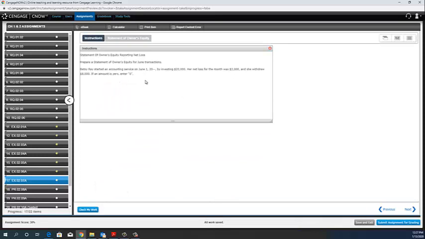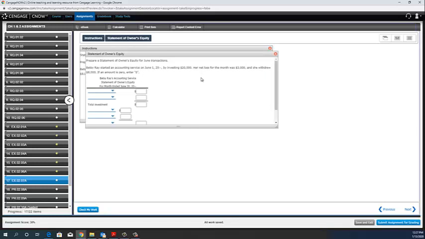Okay, now we're going to do a statement of owner's equity with a net loss. So sometimes companies don't have a net income for the month, they may have a net loss. So we're going to look and see how to handle that. So we're starting once again with our beginning capital at 0 since it's a new company. Investment's the same, $20,000, and so her total investment in the business is $20,000.